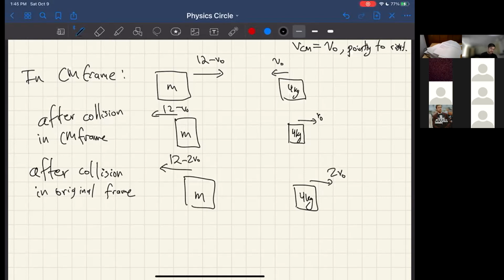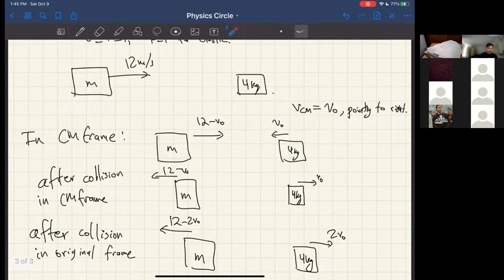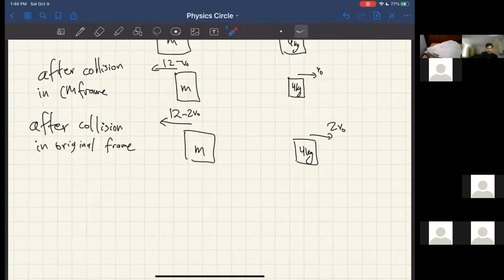Does this make sense? This is the same idea. Like when we translated from here to here, we said, oh, this is what's happening in the original frame. And I am running along at V0, so then I see this. Now in this case, I'm running along at V0, and this is what I see. Then from a person on the ground, it looks like 2V0 and 12 minus 2V0.